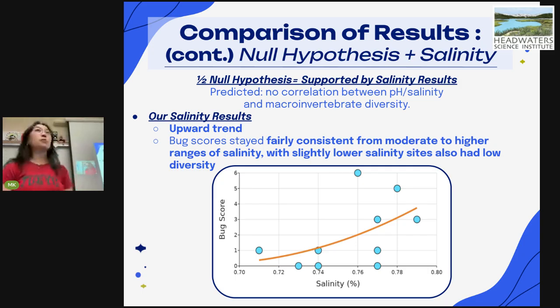Moving on, we also concluded that our other half of our data, which was the salinity results, more supported our null hypothesis rather than our original hypothesis, meaning that there was no correlation between salinity levels and macroinvertebrate diversity. Again, we do see this upward trend rather than the parabolic trend that we originally were trying to see, where we have bug scores staying fairly consistent from moderate to higher ranges of salinity, with, again, that slightly lower salinity sites also having lower diversity.